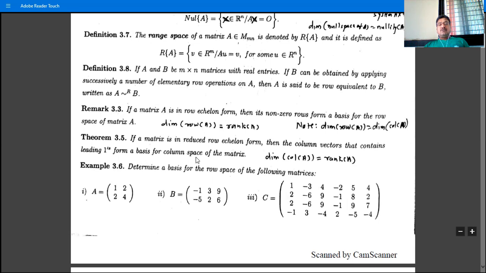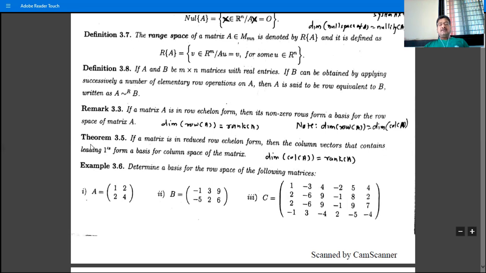And in order to find the basis and dimension of the column space of matrix A, use this theorem: if a matrix is in reduced row echelon form, then the column vectors that contain leading ones form a basis for the column space of the matrix, and the corresponding columns in A form the basis for the column space of matrix A.